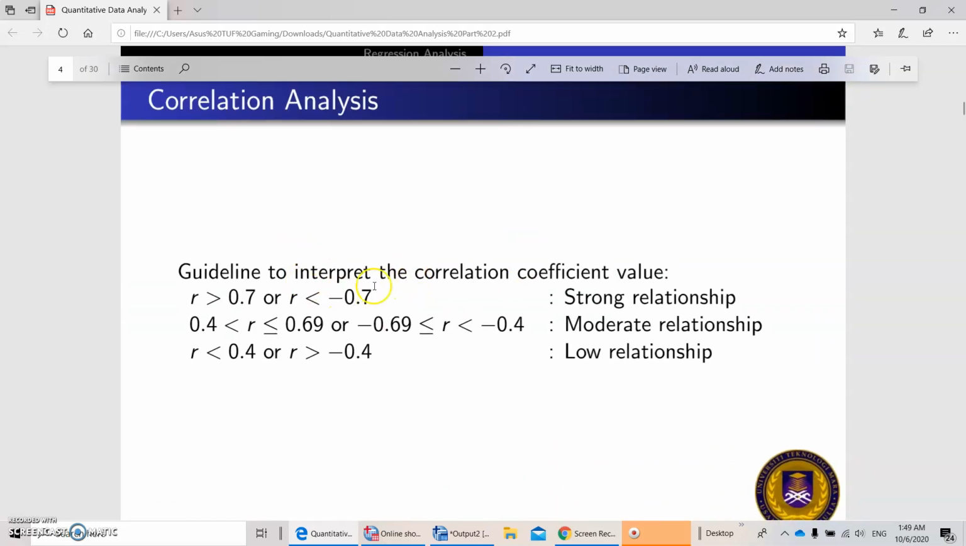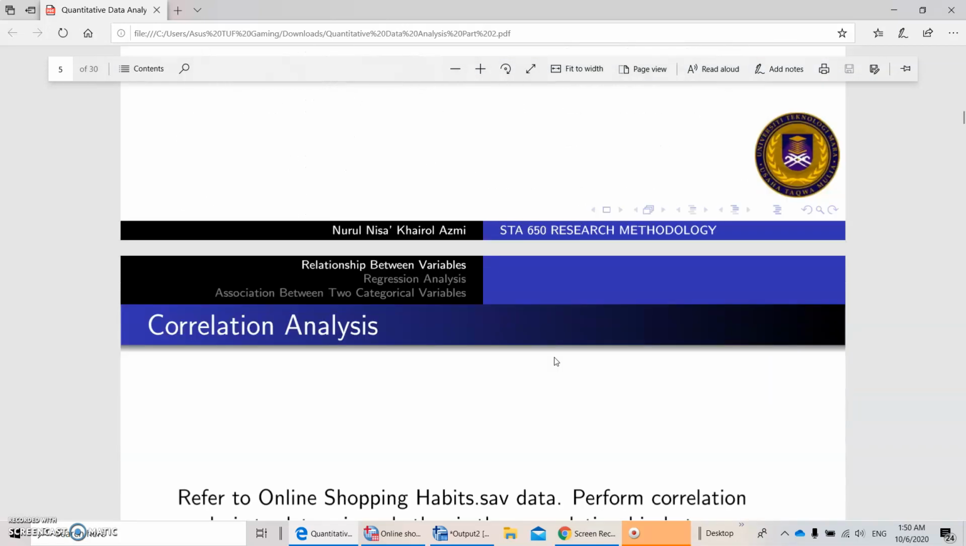So this is the guideline to interpret the correlation coefficient value. If the value of R is greater than 0.7 or less than -0.7, it indicates a strong relationship. If R is between 0.4 and 0.69, or between -0.69 and -0.4, it is a moderate relationship. If R is between -0.4 and 0.4, it is an indication of a low relationship.